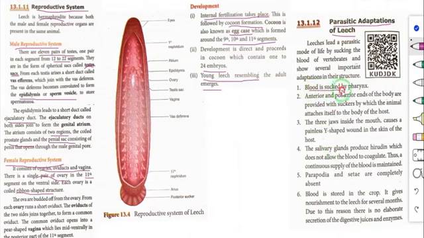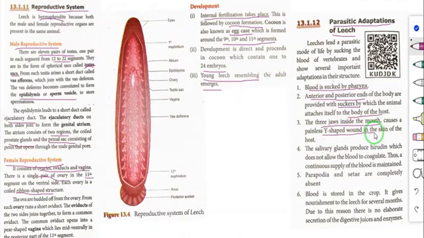Blood is sucked by the pharynx. So with the help of the pharynx only, the leech can suck the blood from the organisms. Anterior and posterior ends of the body are provided with suckers by which the animal attaches itself to the body of the host. Then the 3 jaws inside the mouth cause a painless Y-shaped wound in the skin of the host.